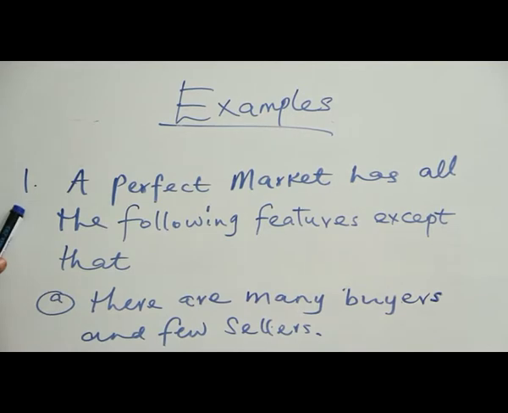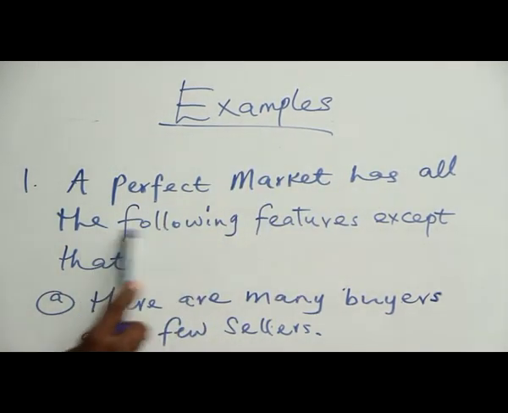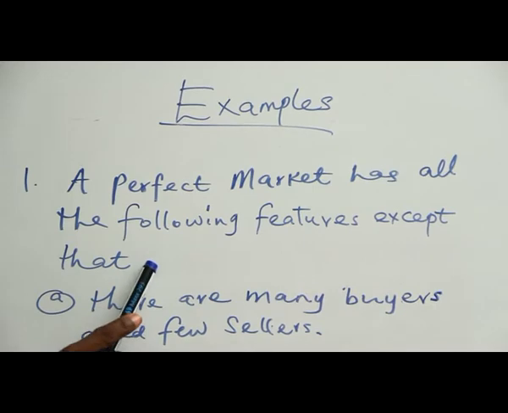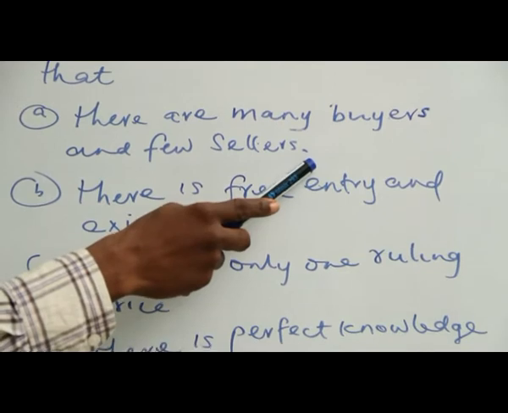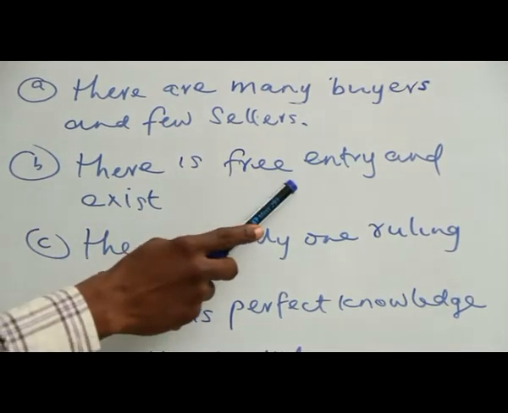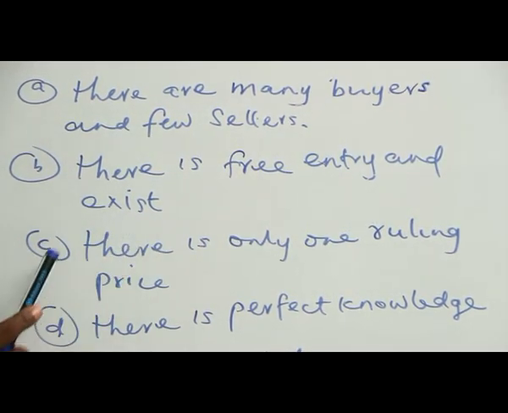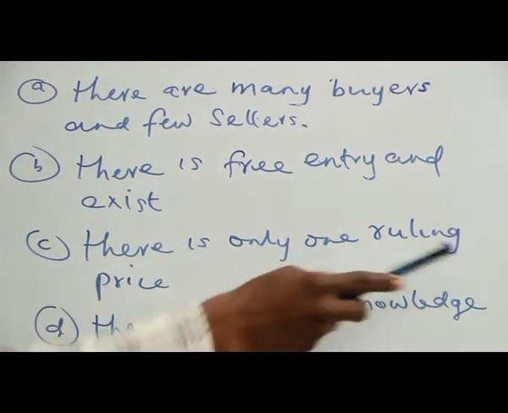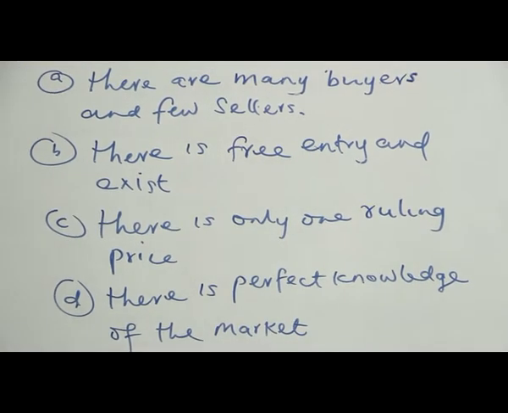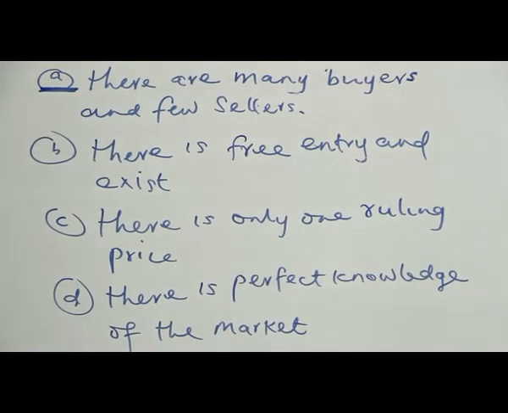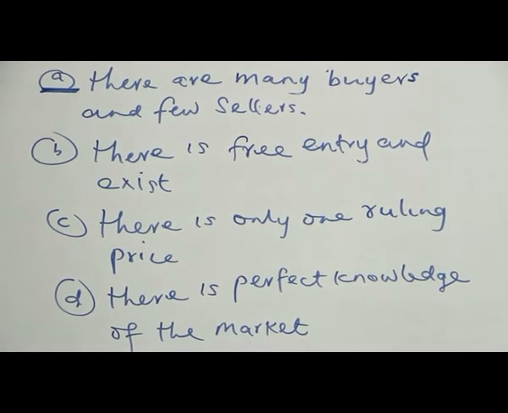Examples. Question 1. A perfect market has all the following features except that: A. There are many buyers and few sellers. B. There is free entry and exit. C. There is only one ruling price. D. There is perfect knowledge of the market. The right answer is A. There are many buyers and few sellers. Others are features of perfect markets.